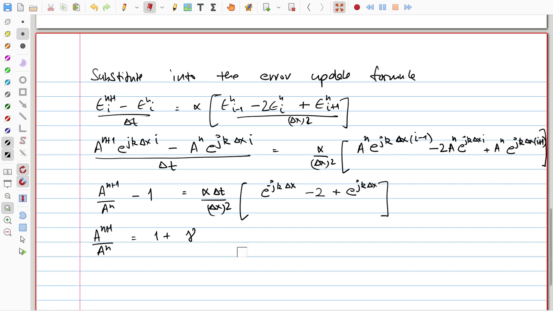Now, e to the power of j k delta x is cos k delta x plus j sin k delta x. So, if you add these two terms, we get a real number. So, I can take the 2 outside. Right. Now, gamma here is alpha delta t by delta x squared. We already defined that earlier. It is called the numerical Fourier number.